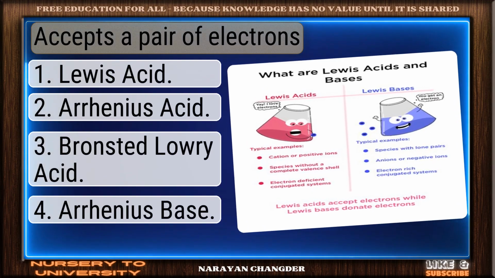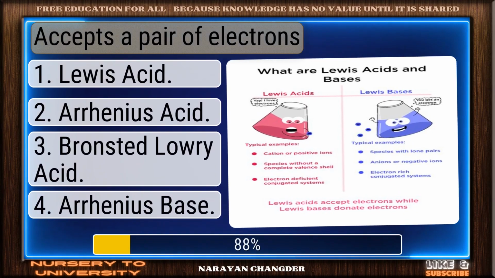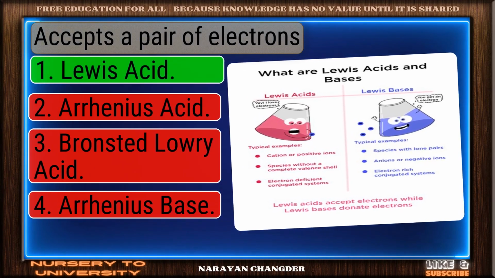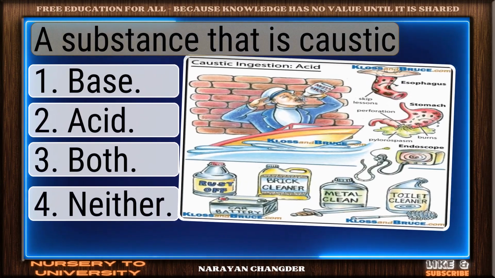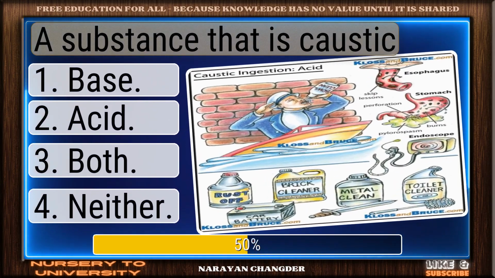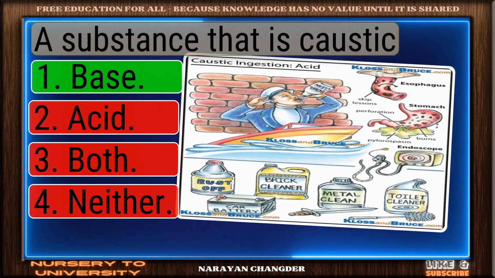Question number 188. Accepts a pair of electrons. You got it. Your choice, Lewis acid, is right. Question number 189. A substance that is caustic. On track. Base is the correct answer.